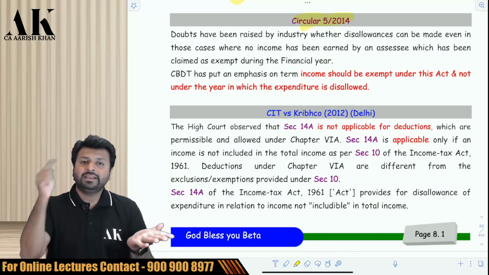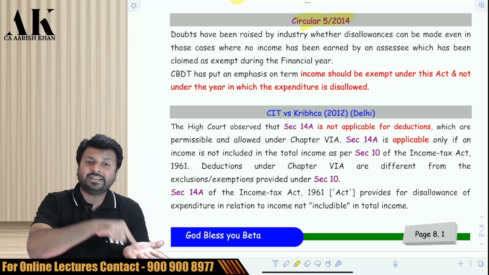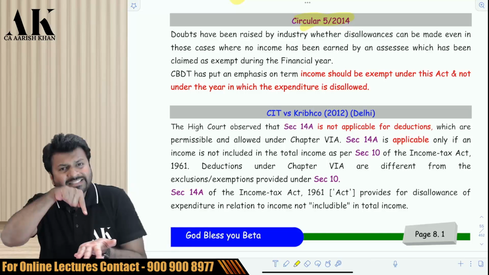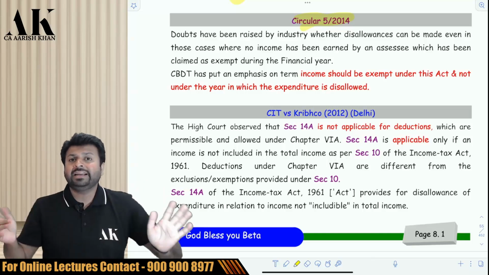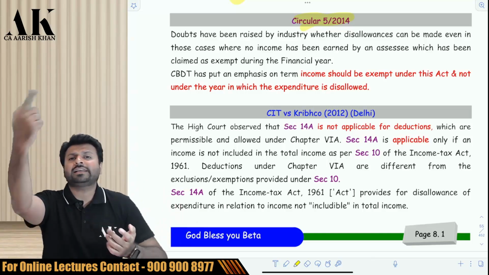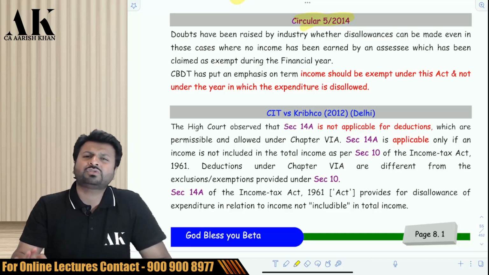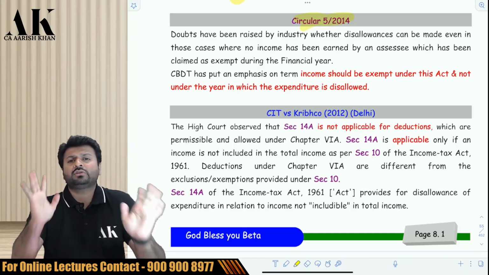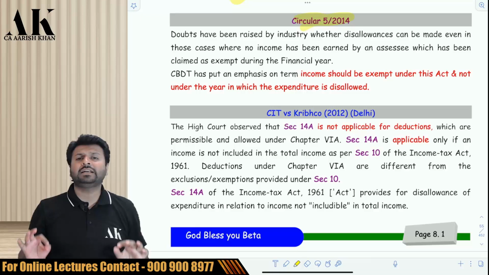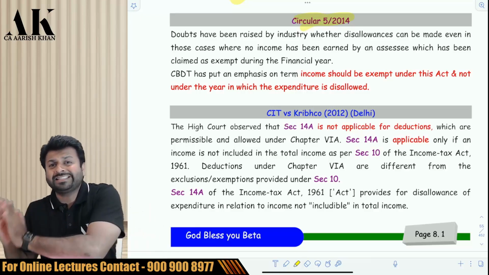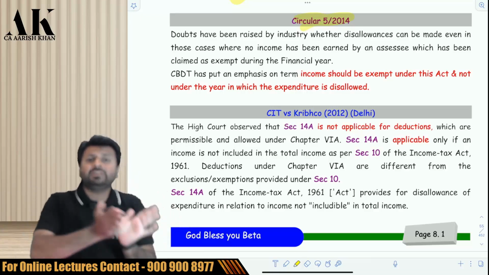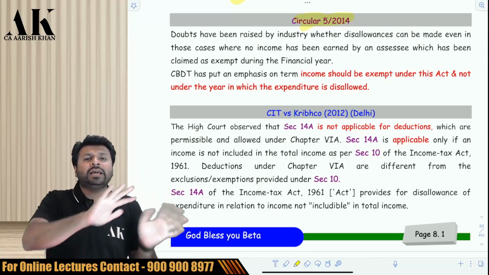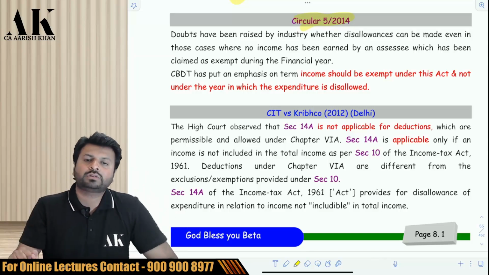Is the expenditure in relation to an income which is exempt under this Act? Yes. Whether it is exempt in the current year or in the subsequent year, it doesn't matter. Moral of the story: what is the ultimate conclusion of this particular circular? If you incur an expenditure for an income which is exempt in the current year or a future year, it doesn't matter. The expenditure will be disallowed.